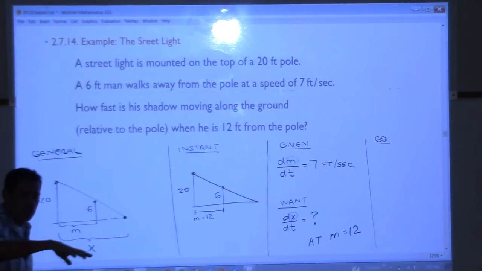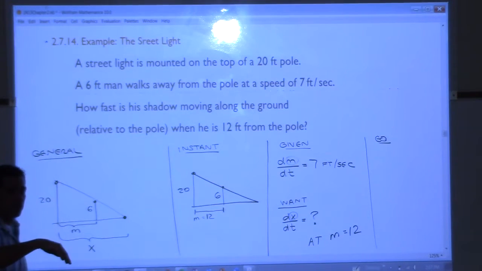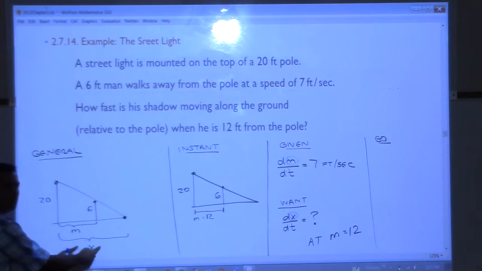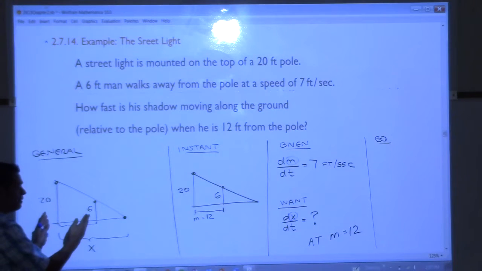Anyone here? Not sure? What do you got? Pythagorean? Close. Pythagorean with what triangle? You need to relate this variable to this variable. You couldn't do proportionality. Exactly, that's exactly what we need to do. We need to see here similar triangles.